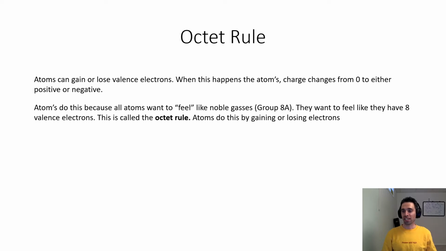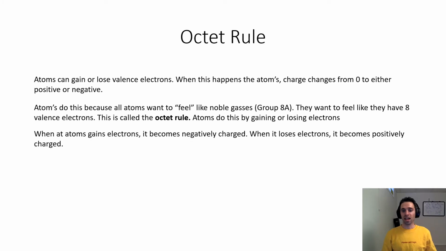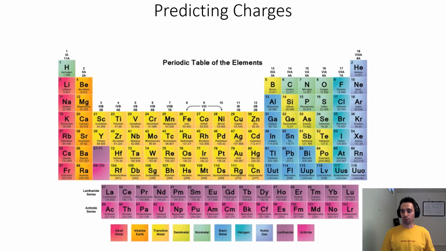Atoms do this by gaining or losing electrons. When an atom gains electrons, it becomes negatively charged because electrons are negatively charged. And when it loses electrons, it becomes positively charged. We can actually use the octet rule to predict the charges of groups 1A through 8A elements on the periodic table.